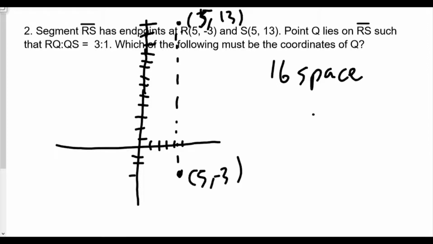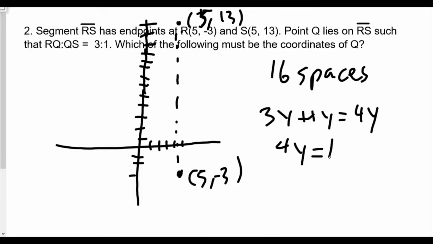The ratio of 3 to 1 means we're moving 3y plus 1y, which equals 4y. Why do I say this? Because here the x's don't change. So 4y is equal to 16 spaces, and dividing both sides by 4, y is equal to 4. When we have y equals 4, it really should mean the change in y, how much we're changing in y.